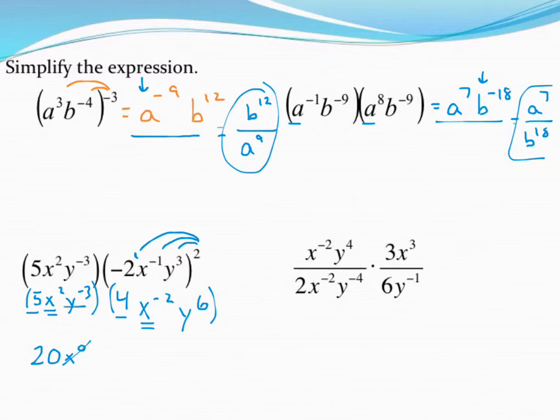And then finally, I have y to the negative third times y to the positive 6. I'll add those exponents together to get y to the third. And if I rewrite that a little neater without that x in there to the 0 power, there's my simplified answer. And one final one to take a look at.